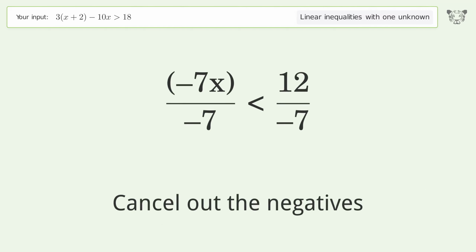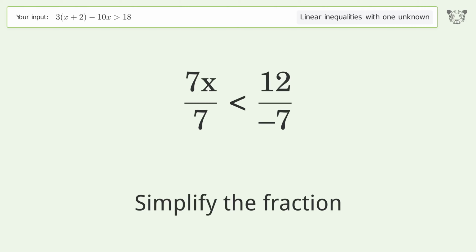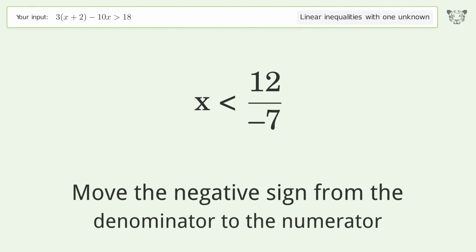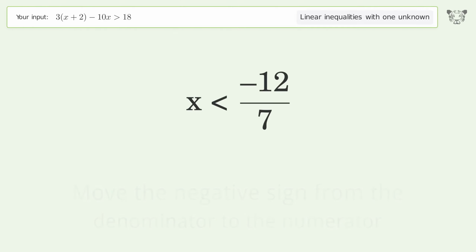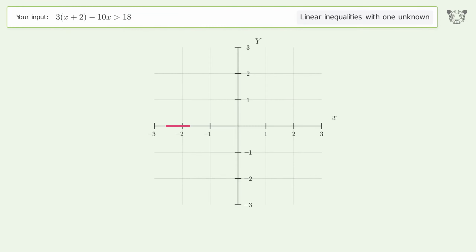Cancel out the negatives. Simplify the fraction. Move the negative sign from the denominator to the numerator. Plot the solution on a coordinate grid. And so the final result is x smaller than -12/7 smaller than -15/7.